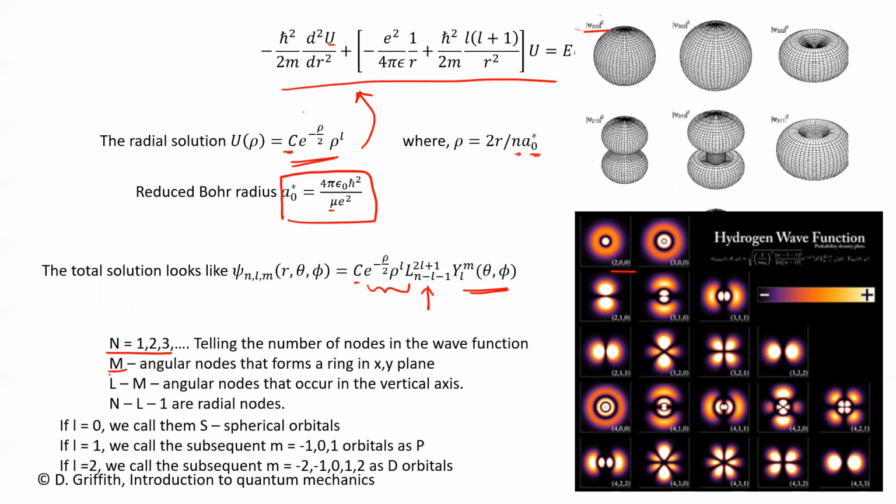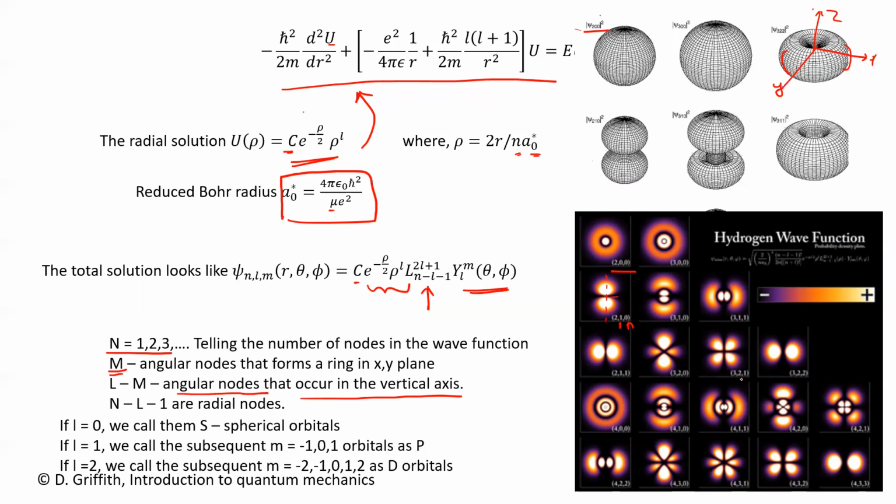There are m angular nodes which form rings in the xy plane. For instance, if this is the xy plane, let's say, right, so this is z, this is the xy plane, how many angular nodes does it have, right? And L minus m is the angular node that occurs in the vertical axis. For instance, let's say this is the vertical axis, you have a node here, and this is L minus m. So this is L and this is m. 1 minus 0 will be 1. So you should have one angular node in the vertical axis, right?